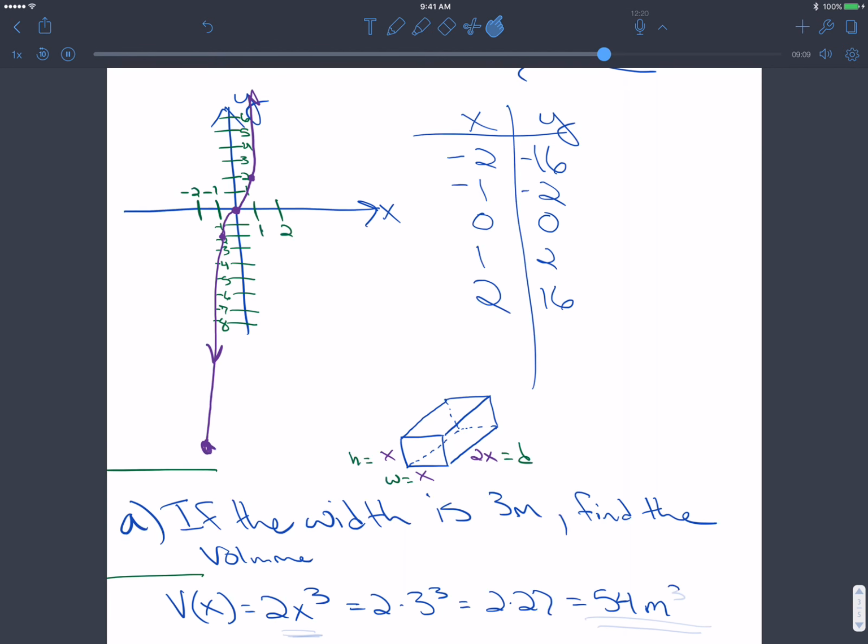And then the units do matter. Given that I have a meter times a meter times a meter, which is what's happening inside this x cubed, I get meter times meter times meter. That's the same as meters cubed.